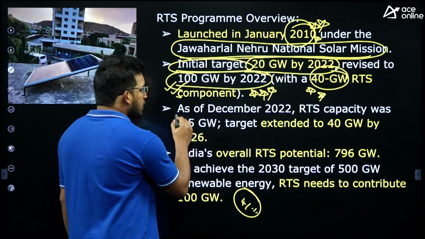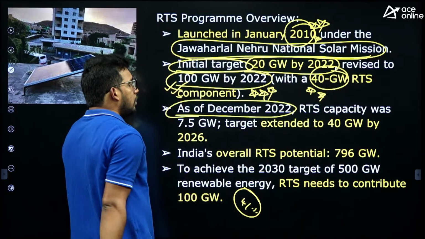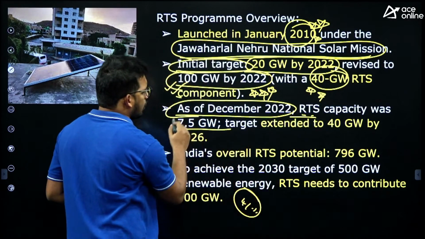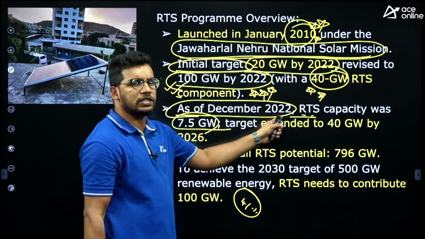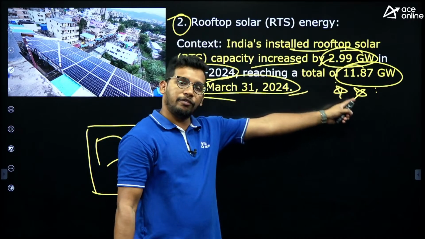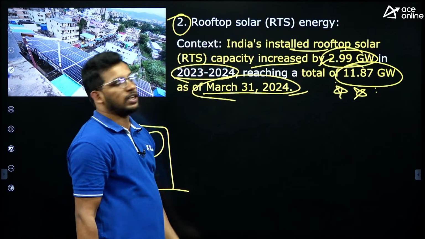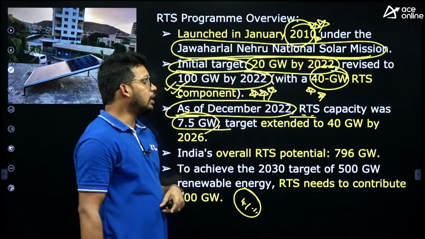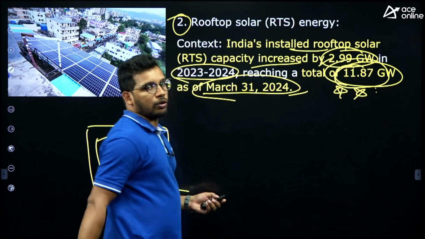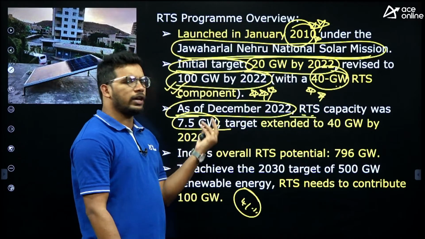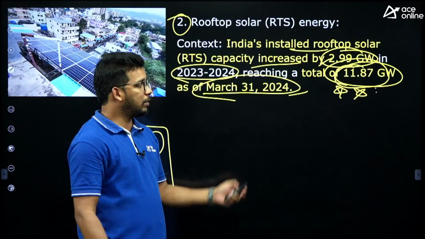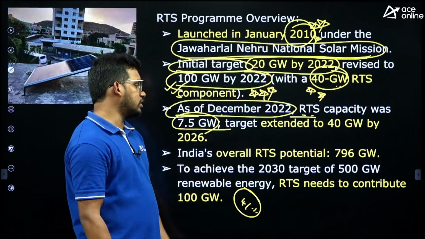Now, as of December 2022, the RTS was 7.5 gigawatts, but this fact is not useful now. As of March 2024, we have 11.87 gigawatts. You can just remember that, right? This is the current solar capacity. The December 2022 figure is an outdated fact, even though I copied it from the article. But we have the data of 2024 itself, right?